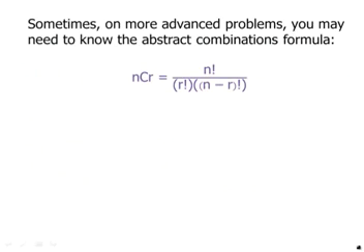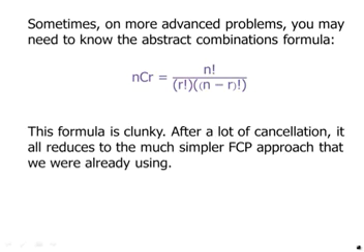Sometimes in the more advanced problems, you may need to know the abstract combinations formula. This is the abstract formula. And this formula is designed to have a massive amount of cancellation in it. But I will say the formula is clunky. After a lot of cancellation, all that reduces to the much simpler fundamental counting principle approach that we were already using. So this is one case in which if you're eager to memorize a formula, don't. This formula is not very useful.